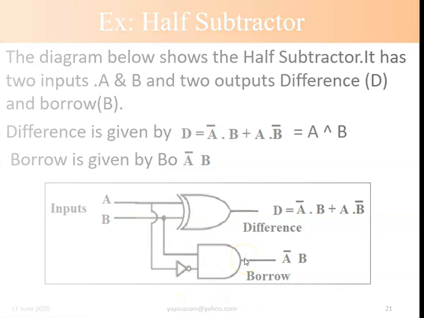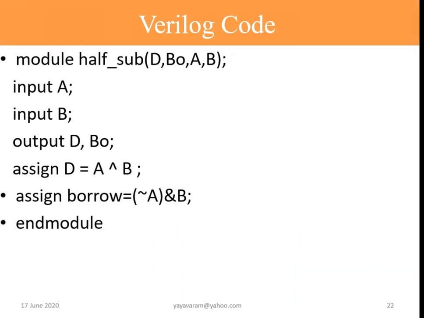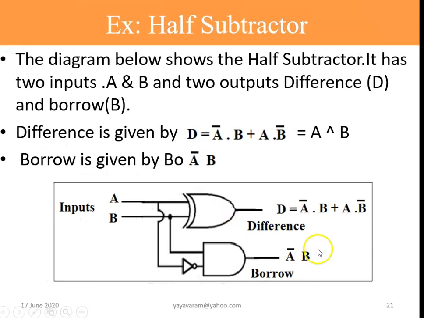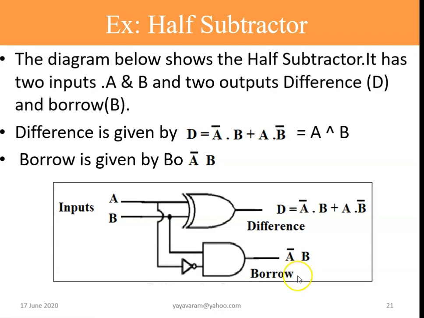So let us see. I think by this time you have understood how to write this Verilog code easily. It's very easy. You see, module, name of the module, input A, input B, output difference and borrow. What is the difference? Simply, it is A XOR B, as you have already seen in the previous slide. What is A XOR B? A complement dot B plus A dot B complement. Similarly, what is borrow? Earlier in the case of half adder, we used to call this carry. Here we call this borrow.